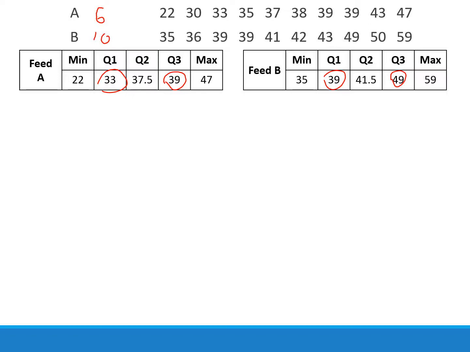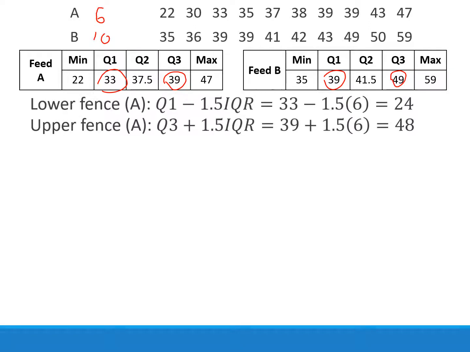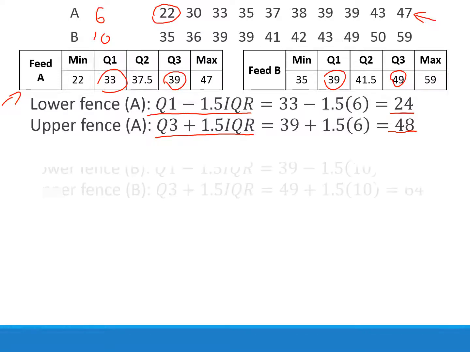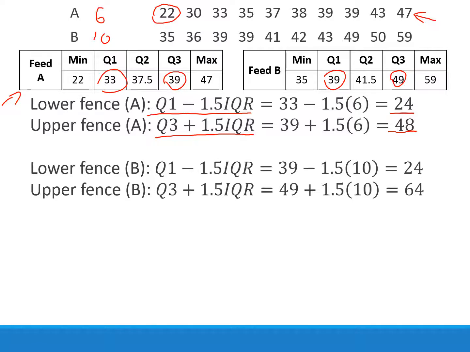Okay, and we want to find the fences. So lower fence is quartile 1 minus 1.5 times the IQR. Upper fence, quartile 3 plus 1.5 times the IQR. We're doing it for set A first. We get a lower fence of 24, so anything below that is an outlier, which means 22 is an outlier. Upper fence is 48. Anything above 48 would be an outlier, but we don't have anything above 48 because our highest number is 47. Do the same thing with data set B, and we get 24 and 64. We see we don't have anything below 24 or above 64 in data set B, so there's no outliers in data set B.